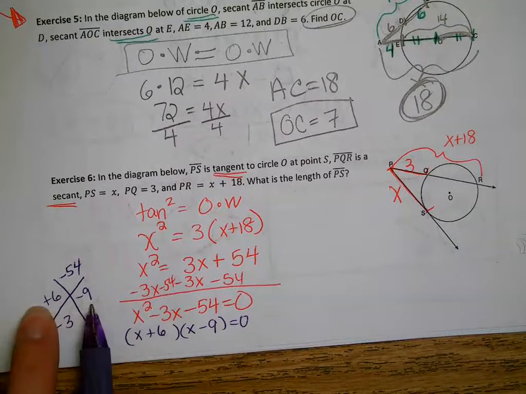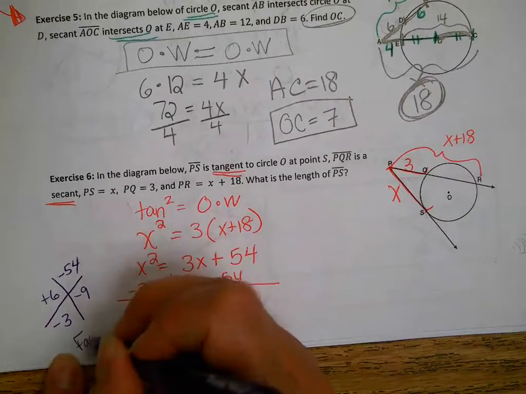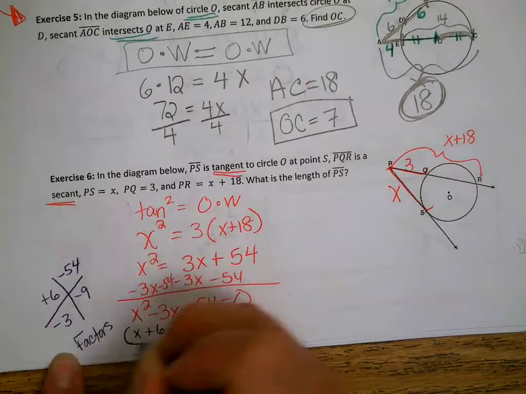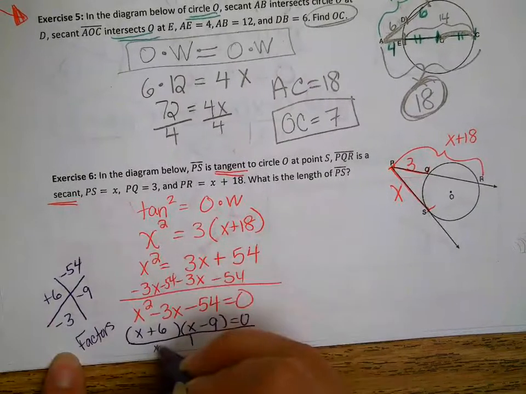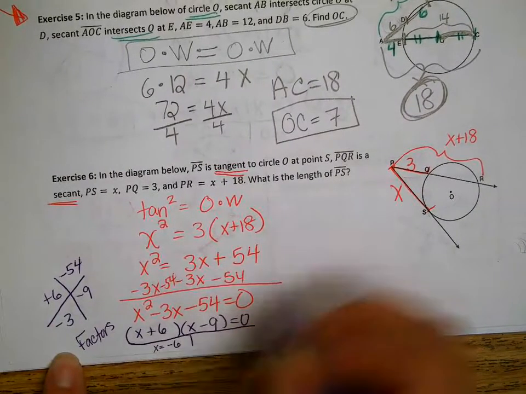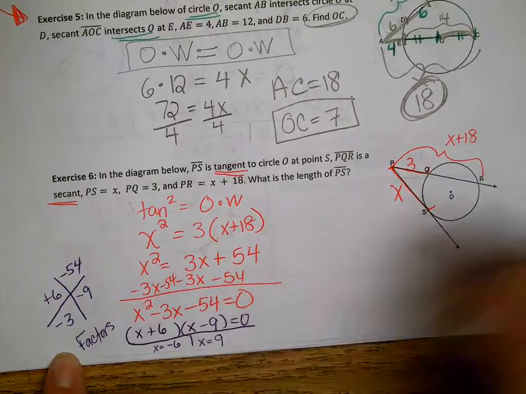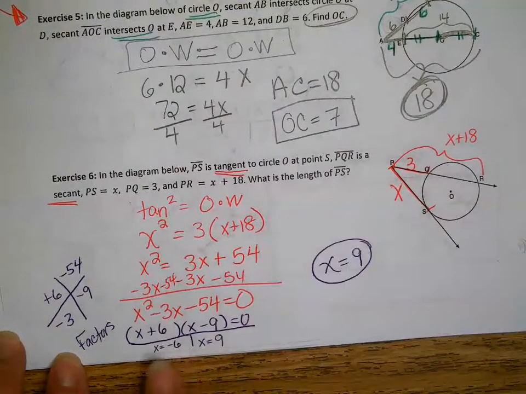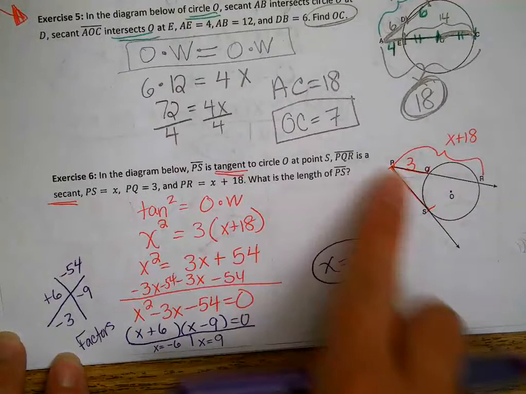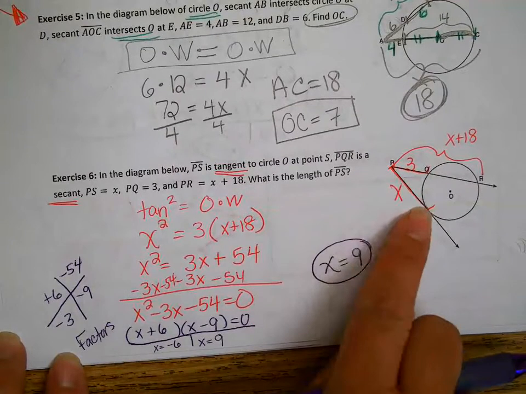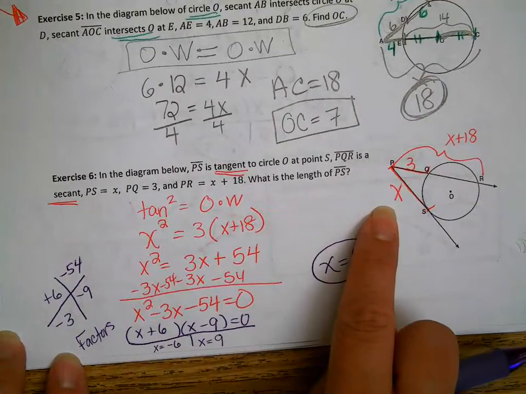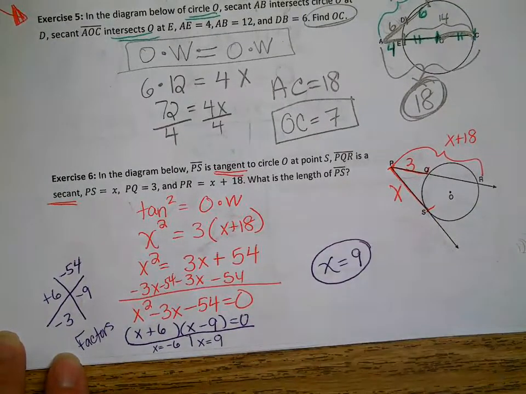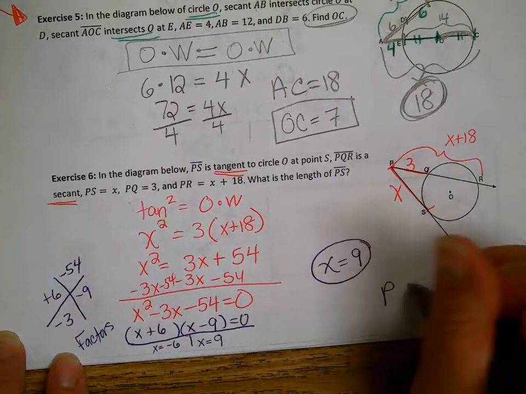Some of you find these and you think you're all done. Those are the factors. The solutions come from there. We swap the signs. X is negative 6 when we set H equal to 0, and X is 9. So in our case, we're going to take the 9. We're rejecting the negative 6 because, again, we're talking about the measure from R to S. It has to be a positive measure. So what is the length of PS?